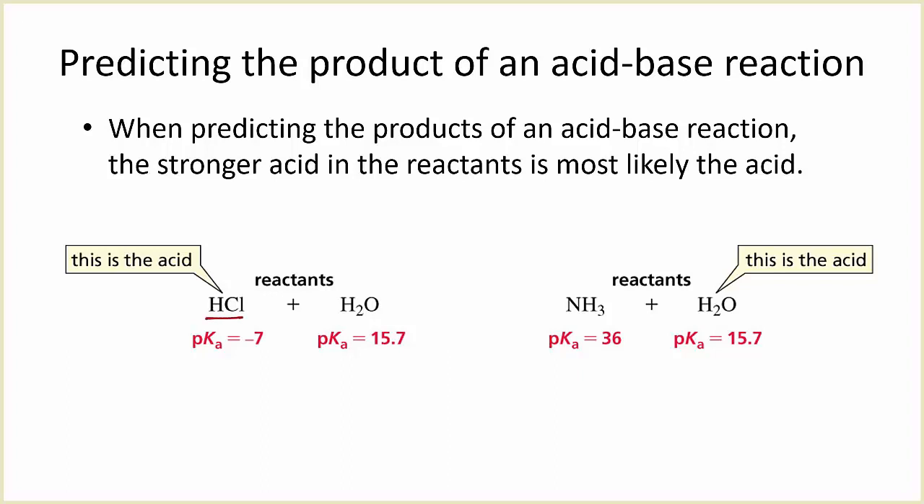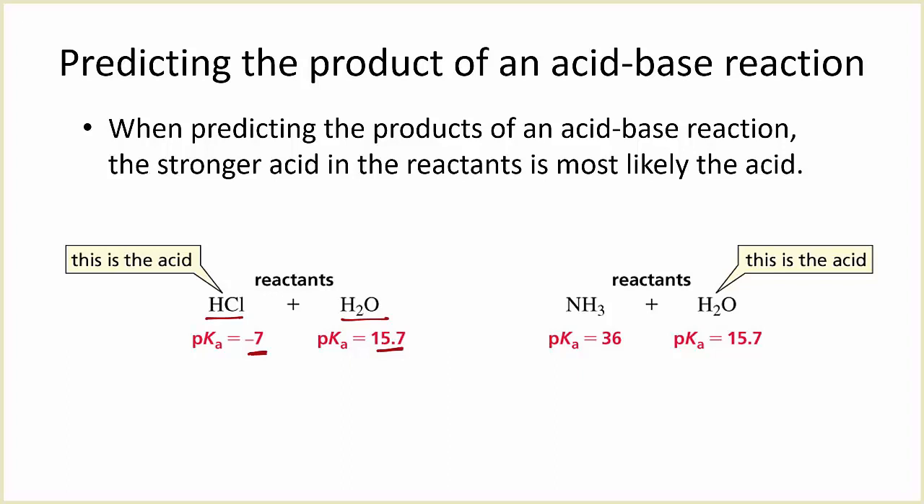It has a very low pKa. It's a very strong acid. And then we have water, and water has a relatively high pKa. Remember, high pKa's are weaker acids and low pKa's are stronger acids. So that means HCl in this mixture would be the substance behaving as an acid.